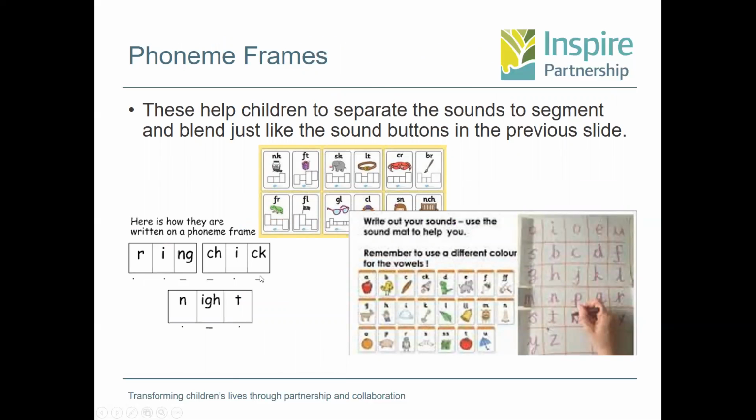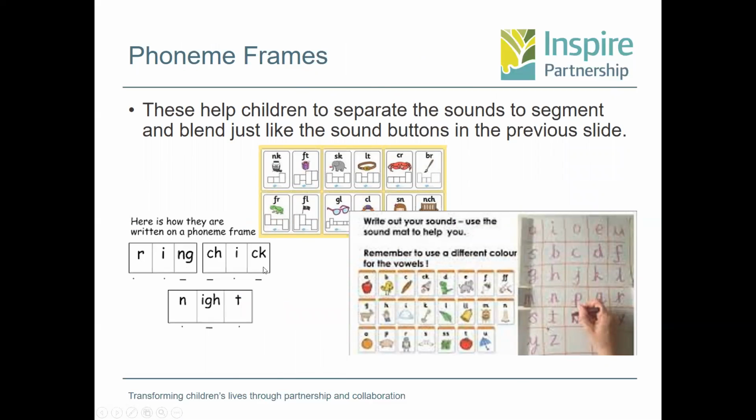Phoneme frames also help the children to segment and blend and to sound out the phonemes that are in a word. They help you to separate the sounds to segment and blend, just like the sound buttons do in the previous slide. Here is how they'll be written on a phoneme frame. You've got the word ring here. It's r, i, ng, ring. You can see really clearly there are 3 phonemes in this word. In the word chick, there are also 3 phonemes, but 5 letters. You can see them separated in the phoneme frame.